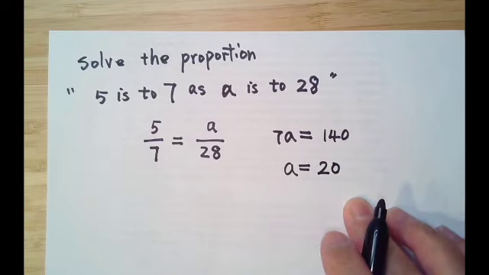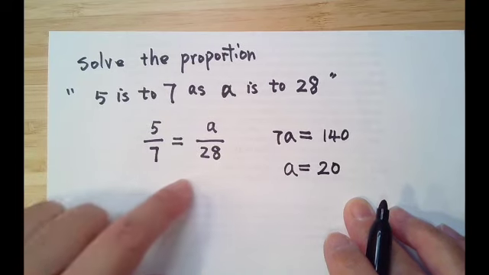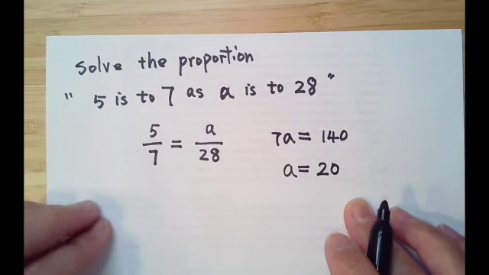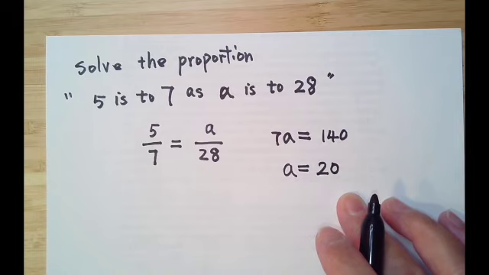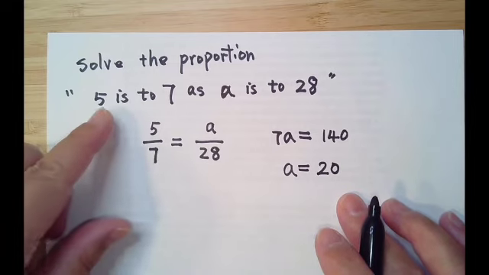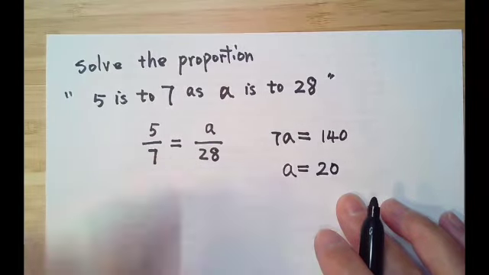All right. So this is very important: how do you read the sentence? How do you interpret this into English? 5 is to 7 as a is to 28. Why is this so important? Because when you take an examination like the SAT or some other standardized test, or some other Algebra 1 test, they usually phrase things like this. So you have to know, when they say 5 is to 7 as a is to 28, this is how you write it.